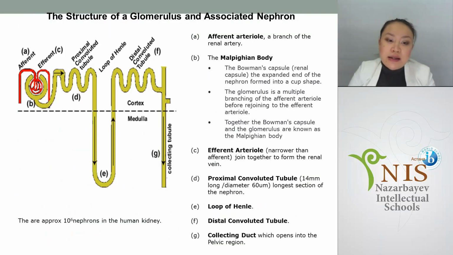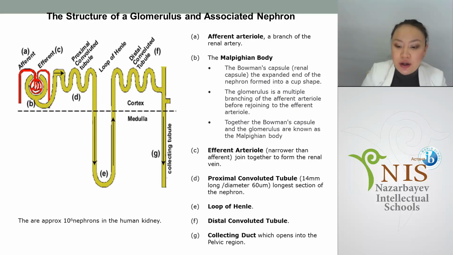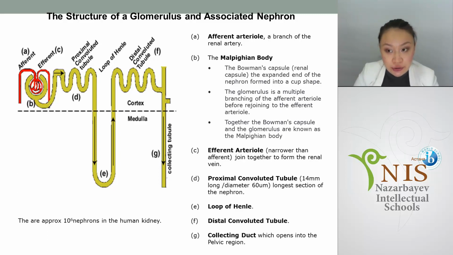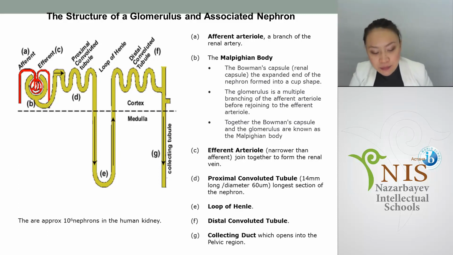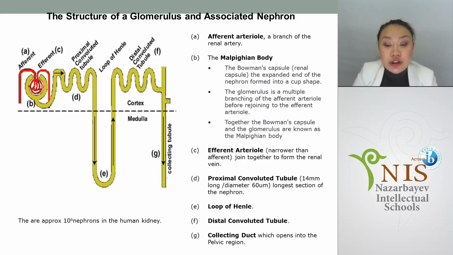Look at this structure. This is the structure of a nephron. In this picture, you see it is labeled. First, let's look at the picture and at the letters. A is the afferent arteriole, a branch of the renal artery which comes with the dirty blood, we said.